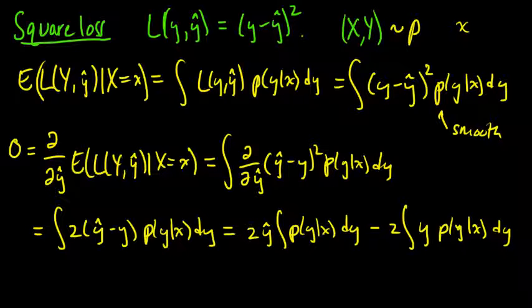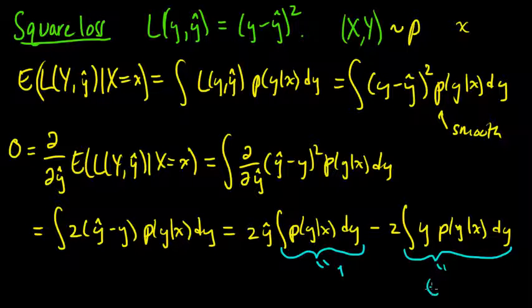And now, what do we have? Well, things are looking good here. This is a conditional probability distribution, and we're integrating over all possible values of y. So this just integrates to 1. And this is the definition of the expectation, or rather the conditional expectation of y given x. So this is the expected value of y given that x equals little x. So this is looking nice.